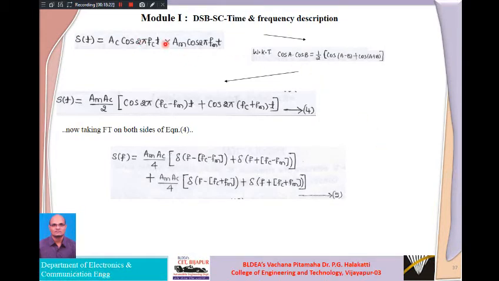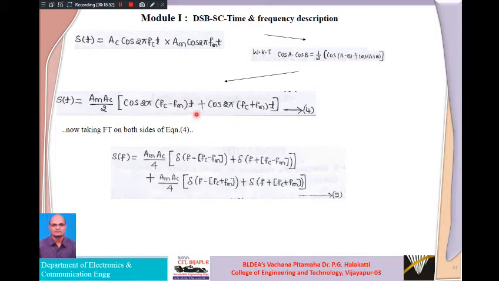That is cos A cos B equals half into bracket cos of (A plus B) plus cos of (A minus B). If we apply this, Ac into Am by 2 will come outside, cos 2π, so A plus B, that is fc plus fm, and A minus B, that is fc minus fm. So this is the final version of your DSB-AC AM signal.